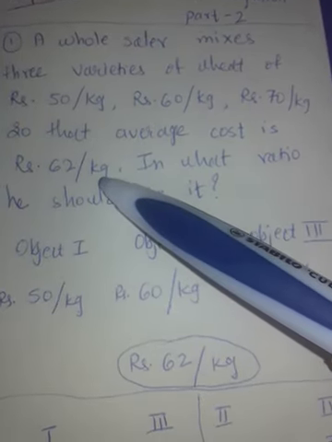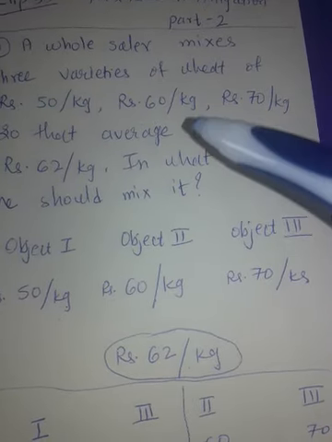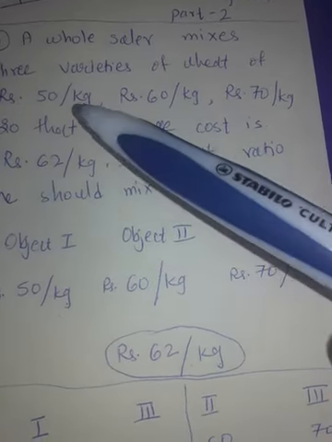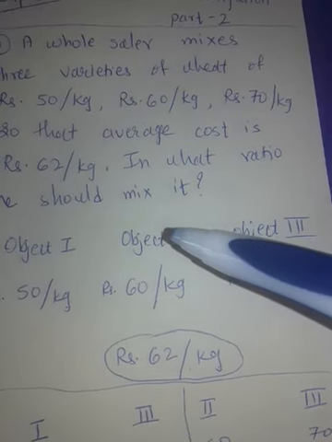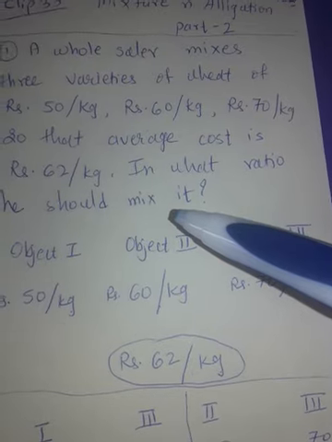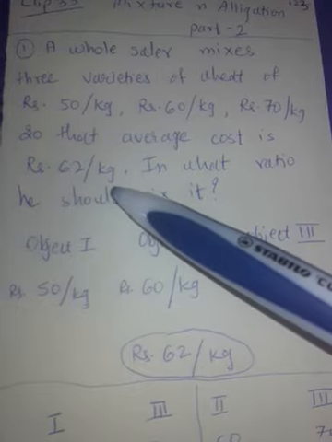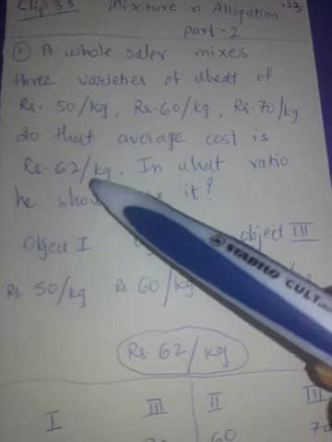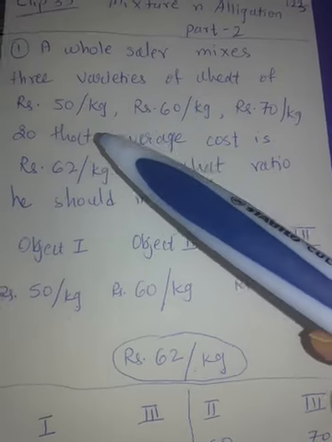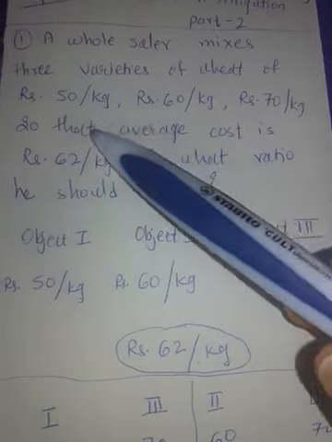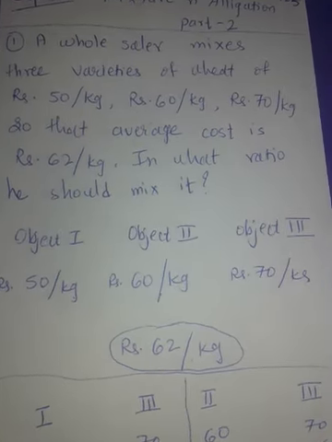This is known as the mean cost. Because he is going to mix these 3 and then another 4th type of quality will be formed. Correct? Because he is mixing these 3 qualities in various proportions. We don't know what quantities he is taking. So he is going to form a 4th quality whose mean price or average price is going to be 62 rupees per kg. So we have to find in what proportion he should mix these, so that his average cost becomes 62.